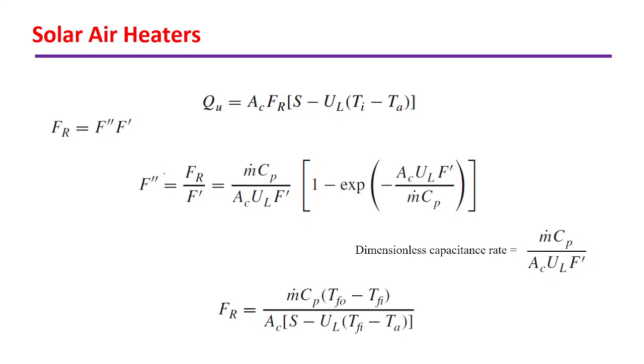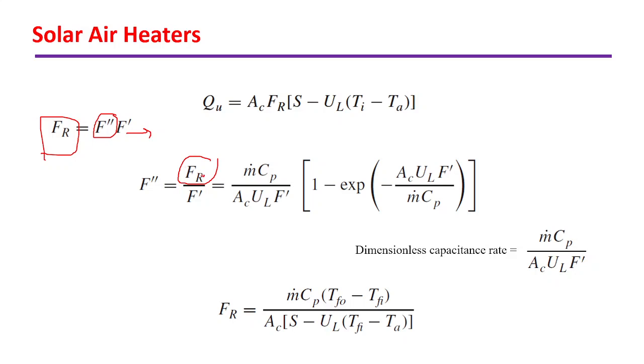ultimately, this is the heat removal factor FR, and F dash we have to calculate, and the correlation is that FR will be the F double dash into F dash. FR is the collector heat removal factor, F double dash is the collector flow factor, and F dash is the collector efficiency factor.